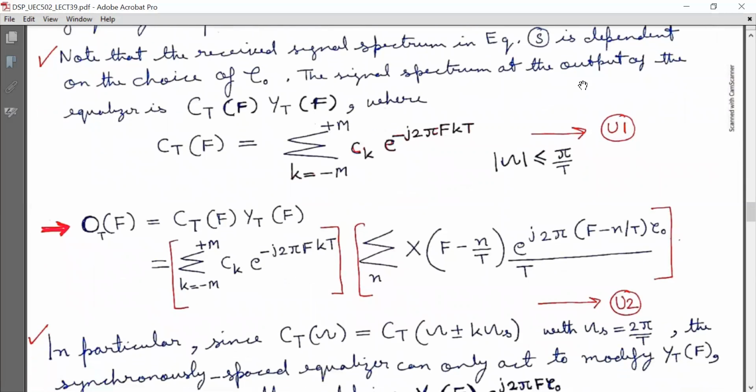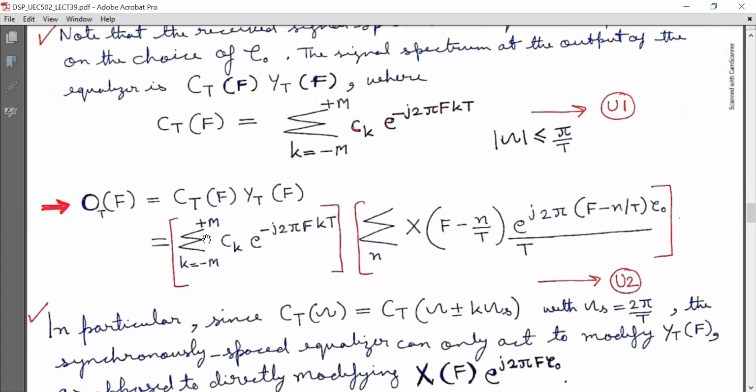Now the signal spectrum at the output of the equalizer is O(f), that is equal to C(f) into Y(f). So here O(f) is equal to summation k running from minus M to M c_k e raised to minus j 2 pi f k T into summation n X(f minus n by T) e raised to j 2 pi (f minus n by T) tau naught, and this whole is divided by capital T. Mark as equation U2.